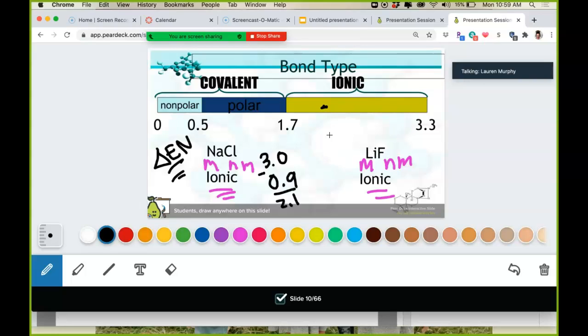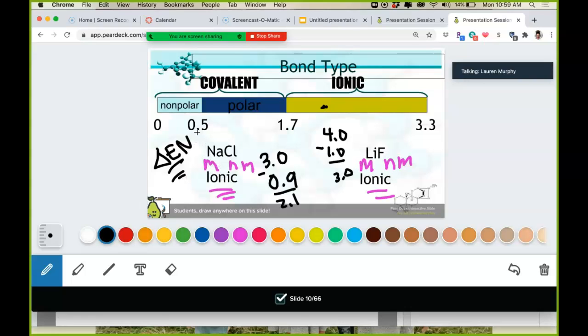Okay, what about lithium fluoride? Well, if you look up fluorine, its electronegativity is 4, minus lithium is 1. So that's what, 3? All right, ionic, which you kind of already knew because we cheated a long time ago and told you that metals with nonmetals tend to be ionic.